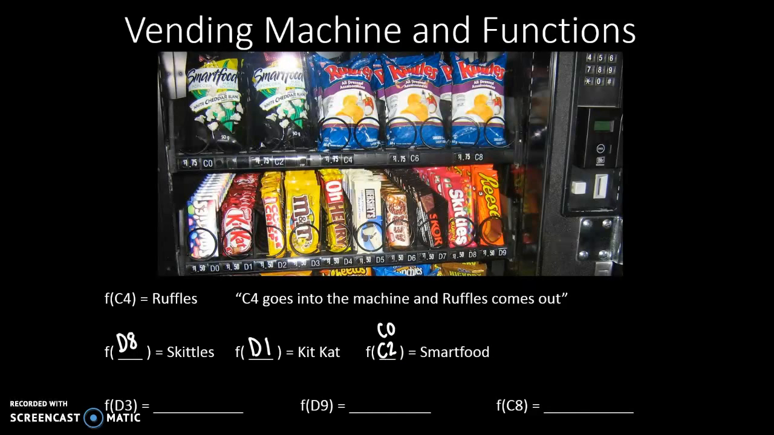If I type D3 into the machine, then the only thing that should come out of the machine is M&Ms. Looks like peanut M&Ms. If I type D9 into the machine, then I would be surprised if anything other than Reese's came out of the machine. And if I type C8 into the machine, then I should definitely get Ruffles. The machine works just fine if, in the case of Ruffles or Smart Food, there's more than one input that gives us that output. But the machine is considered broken if I type an input and I get an unpredictable output. I definitely want to know what I'm getting out of the machine when I type the numbers in.